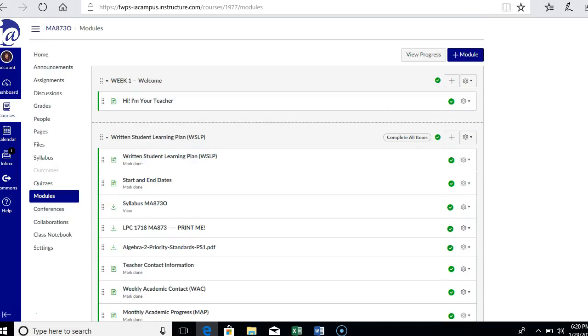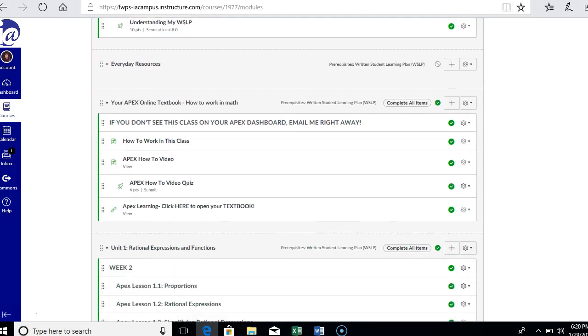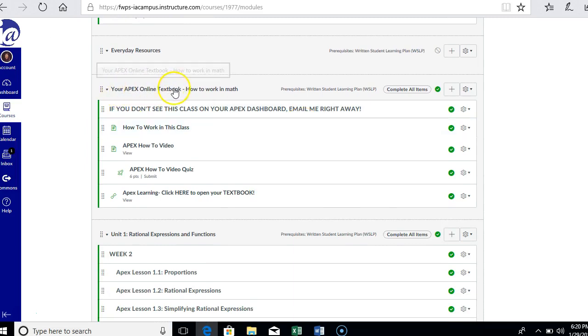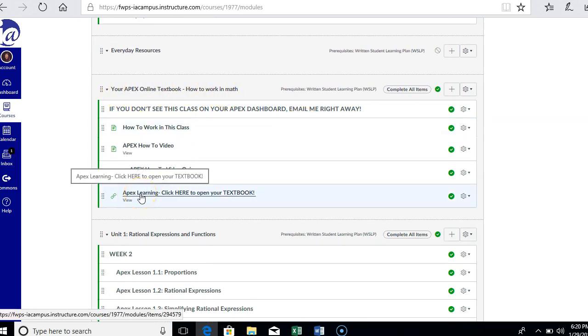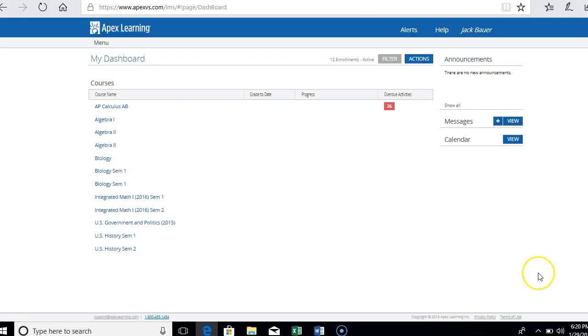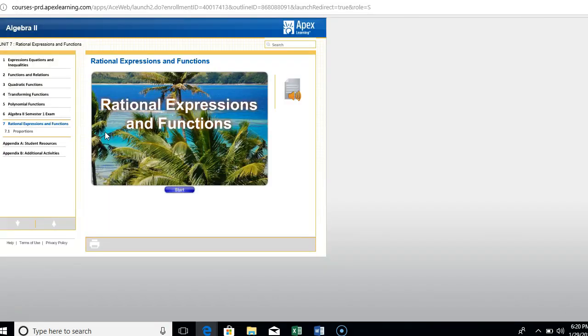So when you're on your math page, the first thing you want to do to get into your math class, you always want to enter right here your Apex online textbook, this link right here. Click here to open your textbook. When you click on that, your Apex classes load. You might have more than one if you have another class that also uses the Apex textbook. Your Algebra 2 should appear. If it doesn't, you need to email me right away. So you click on your Algebra 2. Up pops your Algebra 2 math class.